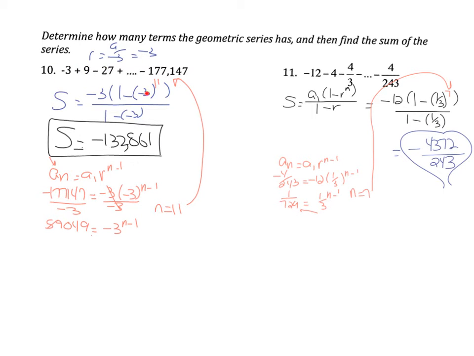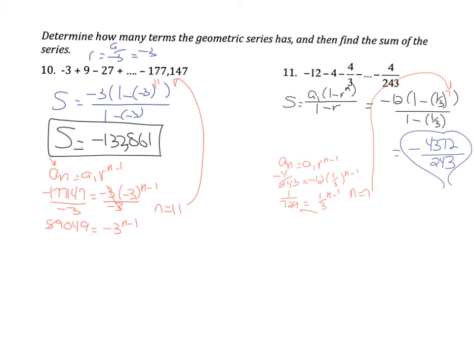I did up there. It's -3. What you need to figure out is what N is. So you come down here to the other formula. AN means last term. Put it there. A1 means first term. Put it there. R we know. It goes right there. Divide by the first term. Divide by -3. That gives me this.